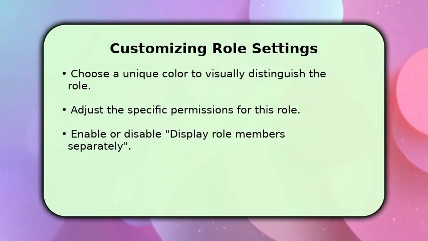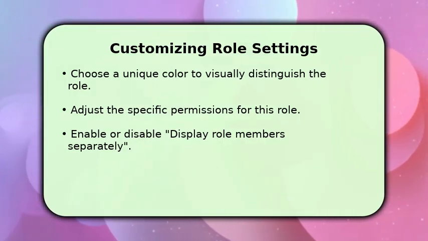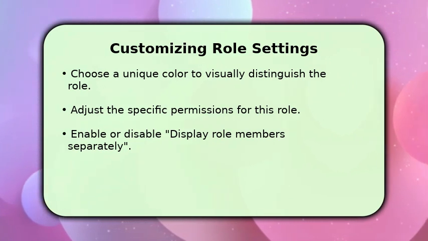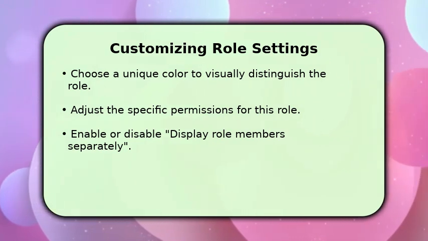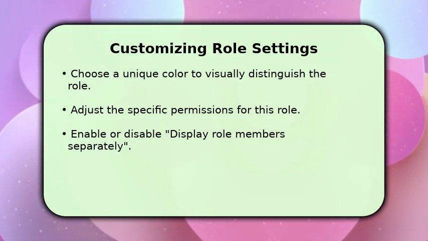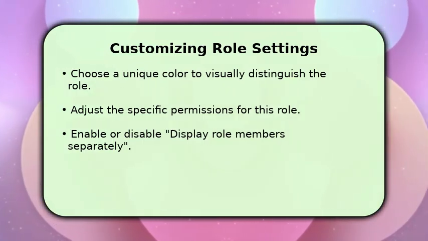You can select a distinct color for the role, which helps members easily identify it in the member list. Next, carefully review and adjust the permissions. There are over 20 different permissions you can toggle, such as Manage Channels or Kick Members. Also, decide if you want to display members with this role separately from others in the online list.